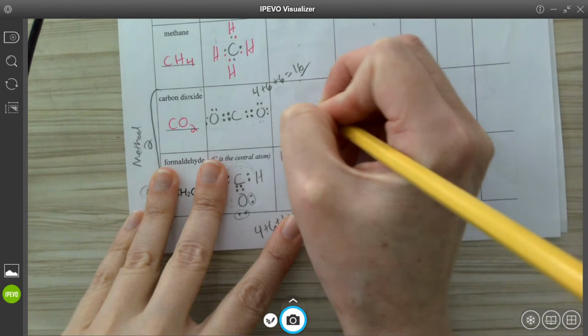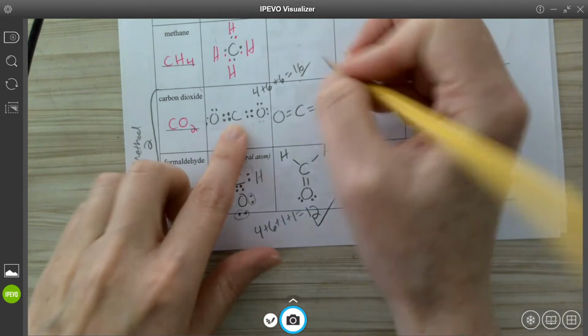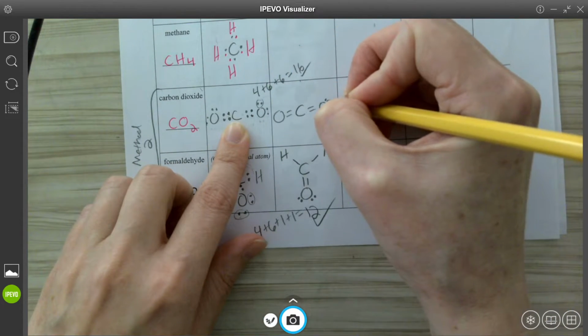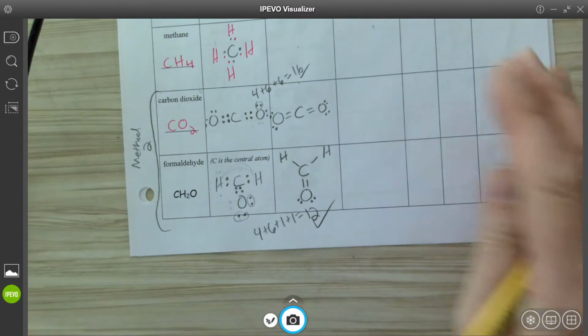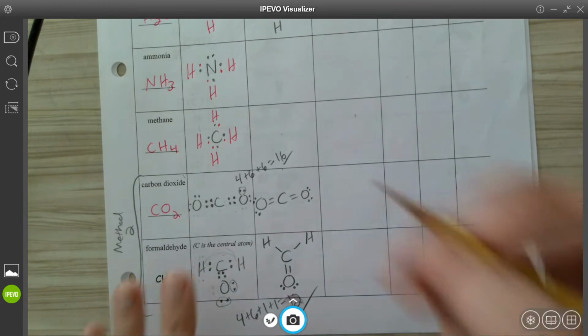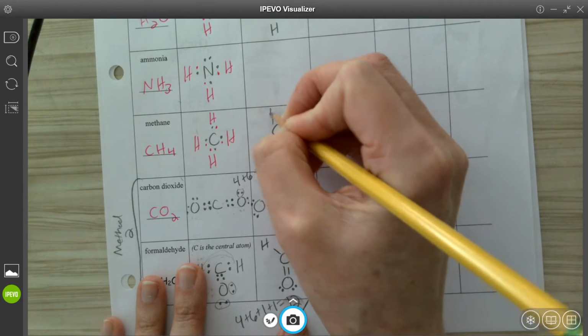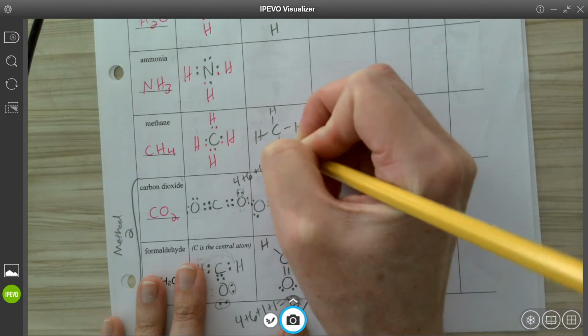This one, it'll just be carbon, double bond, oxygen, and the lone pairs are going to swing out onto the corners as well. The lone pairs on the oxygen. Okay, like that. The methane is very simple. Single bond H, single bond H, single bond H, single bond H.